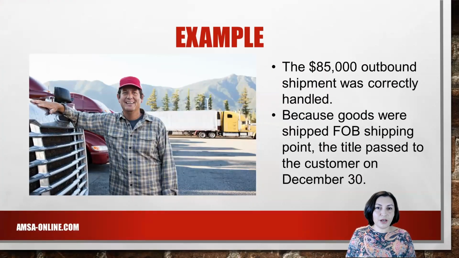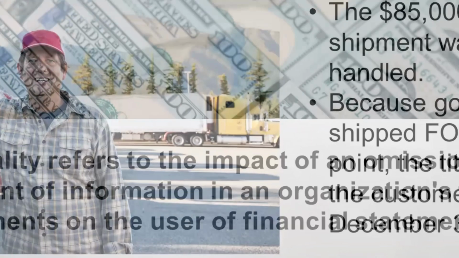The $85,000 outbound shipment was recorded correctly. Because goods were shipped F.O.B. shipping point, title to these goods passed to the Software City's customer on December 30th, so they are not part of the Software City inventory at December 31st. This shipment was billed on December 30th, so the accounts receivable is properly included in the balance sheet.